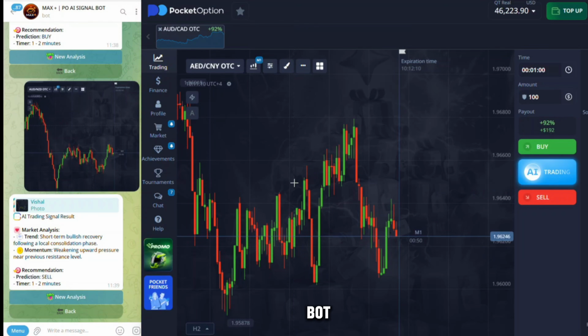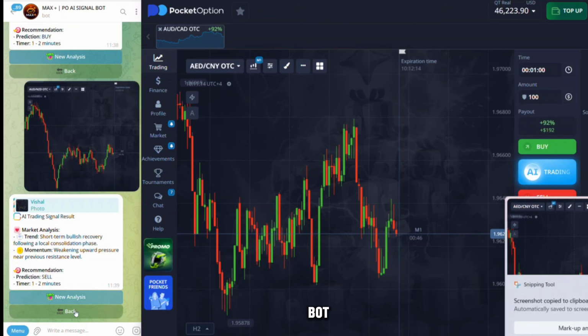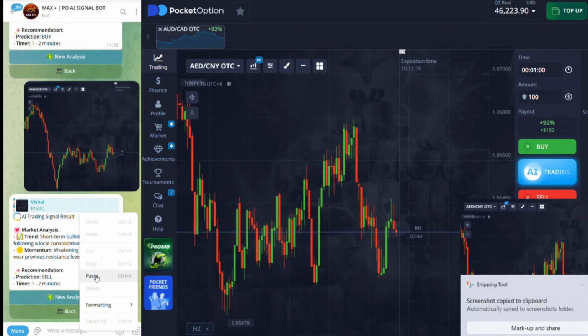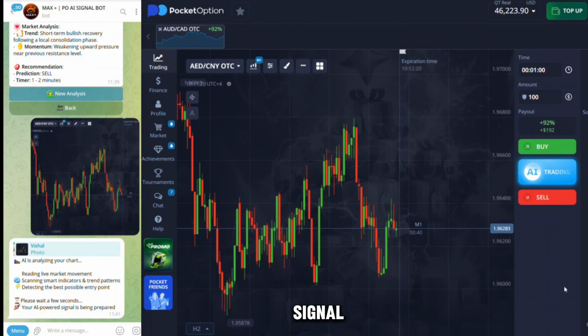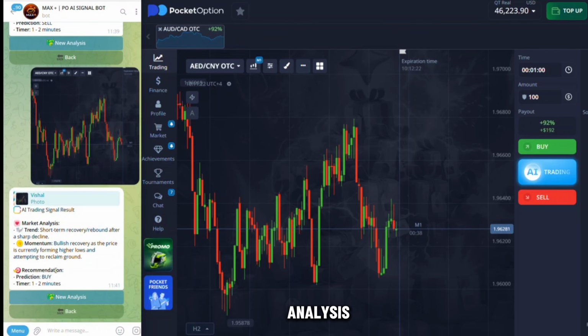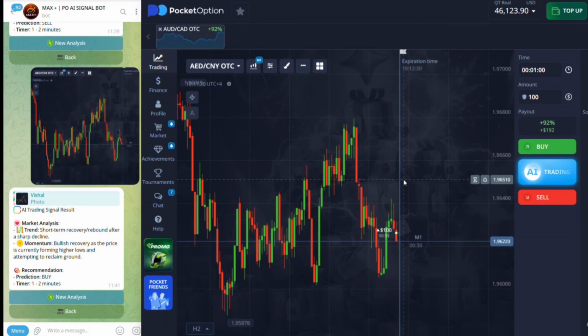Let's test the bot. First, I'll take a screenshot of the Pocket Option chart and upload it to Max Plus Bot. The bot is now analyzing the chart and generating a signal. The analysis is complete. The bot is suggesting a buy trade with a 1-minute expiration time. The trade is now active.